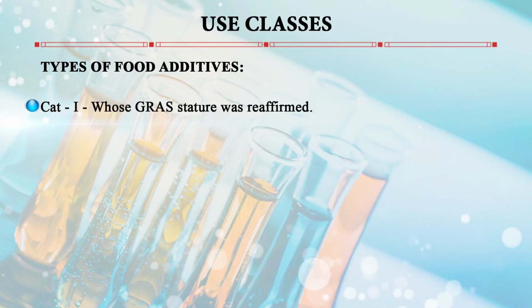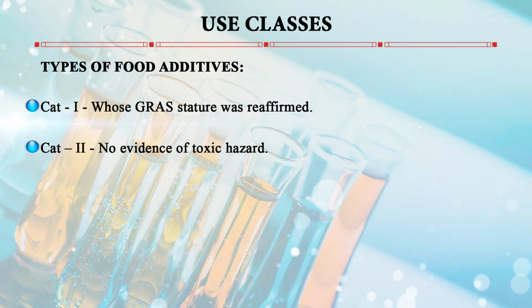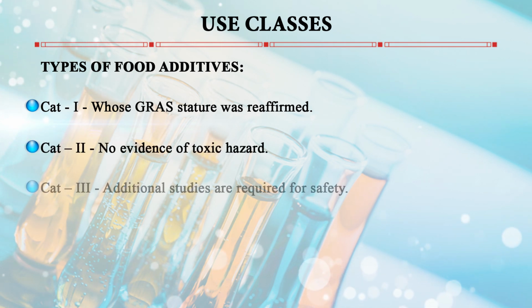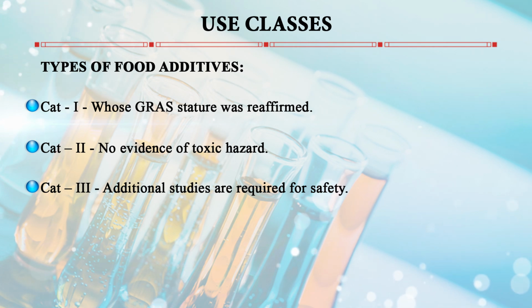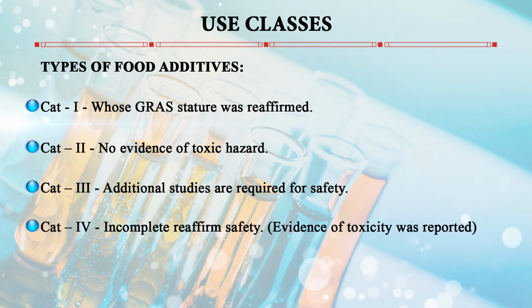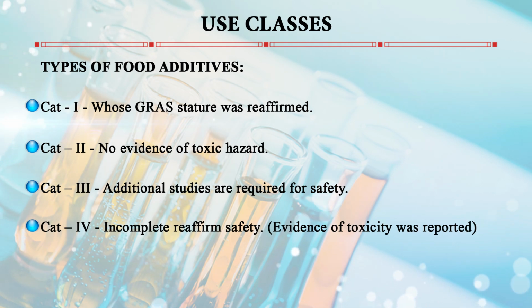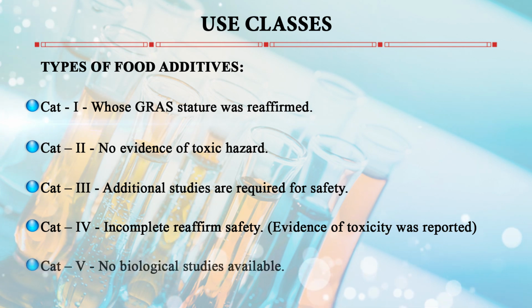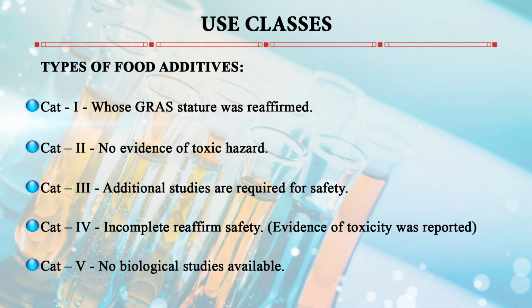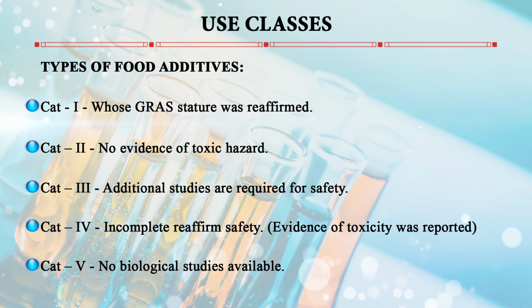A few types of food additives we can check. According to the Federal Food, Drug and Cosmetic Act, there are 5 categories of compounds associated with human food that we normally call generally recognized as safe, that is GRAS. Category 1, whose GRAS status was reaffirmed. Category 2, there is no evidence of toxic hazards. Category 3, additional studies are required for safety. Category 4, incomplete reaffirmed safety, that is evidence of toxicity was reported. Category 5, no biological studies available. So these are some of the categories of food additives.